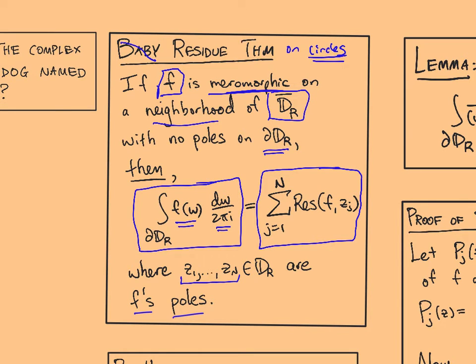So we're assuming that f is meromorphic on a neighborhood of the closed disk of radius r, so it can only have finitely many poles in this compact set, because they cannot accumulate, or else this would force f to be constant or identically infinity.